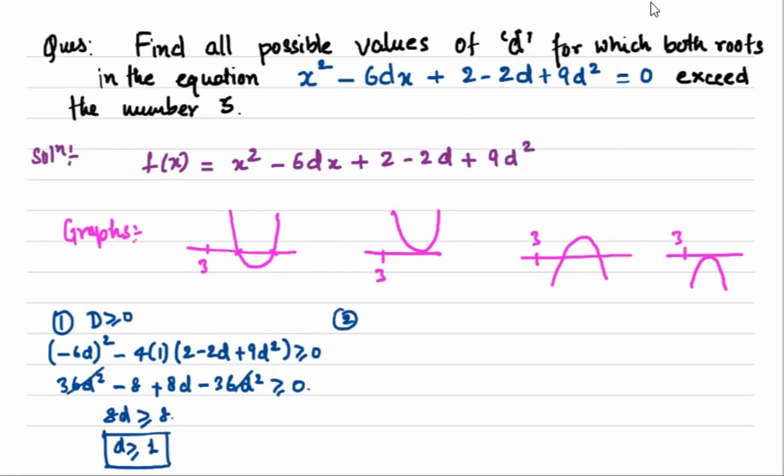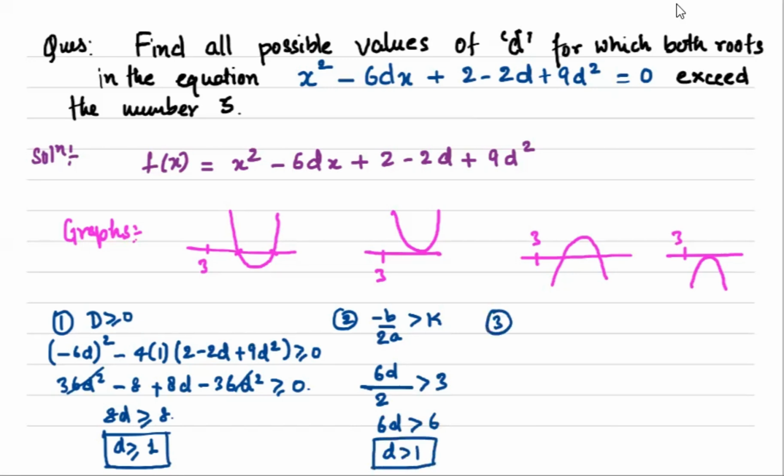Now the second condition is minus b by 2a should be greater than k, where the value of k is 3. So now what I need to do here is, let me use a different color. b is negative 6d, and negative becomes positive, divided by 2a, and this is greater than 3. So 6d is greater than, cross multiplication, 6. Therefore, d is greater than 1. This is what we get from here.